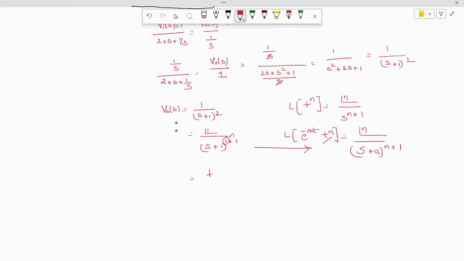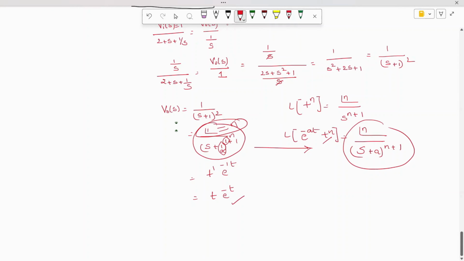I can write down t to the power n is how much? 1 into e to the power minus a. What is the value of a? 1. E to the power minus 1 into t. So the ultimate equation is t into e to the power minus at. Just compare this equation with this equation. Therefore the value of n is equal to 1. The value of a is equal to 1. The formula is e to the power minus at into t.